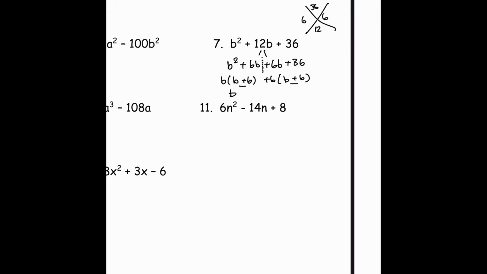So b plus 6 is the outside part. Here, I'll square it for you. So that's that part, and then the parentheses inside that match is the other factor. So b plus 6. You could write this as b plus 6 squared.